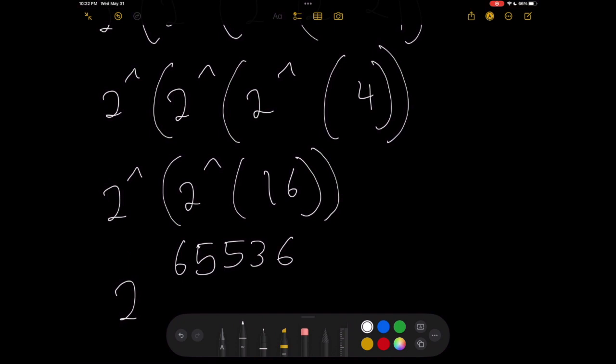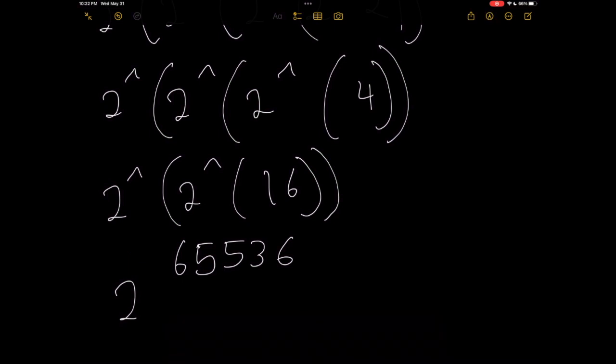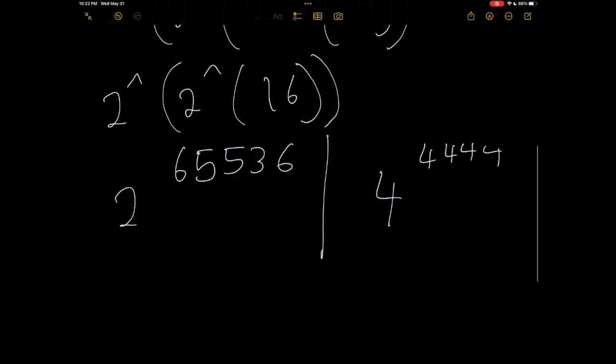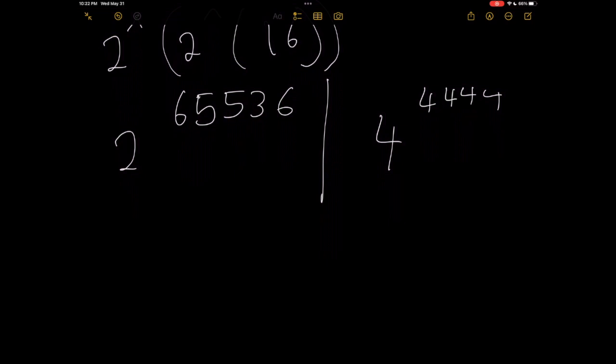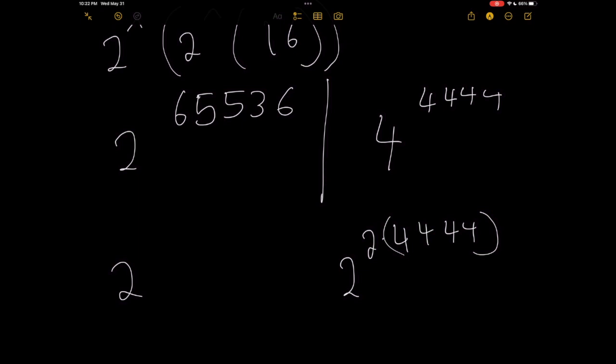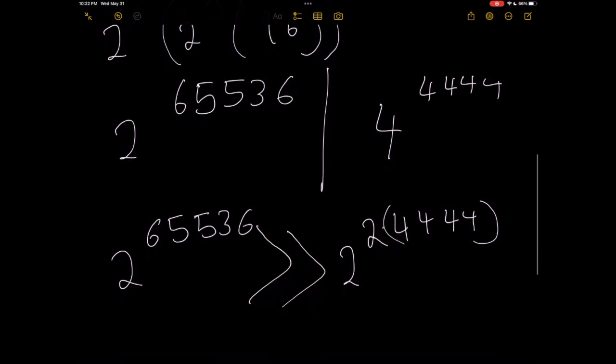So now if we compare that to 4 to the power of 4,444, we can use the rule that 4 to the power of 4,444 is simply 2 to the power of 2 times 4,444. And as we can see, 2 to the 65,536 is much larger than 4 to the power of 4,444.